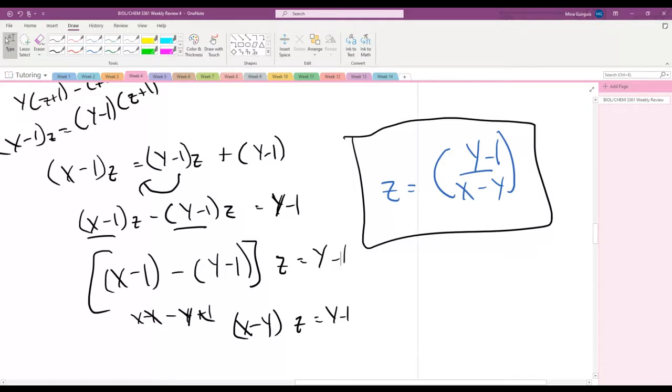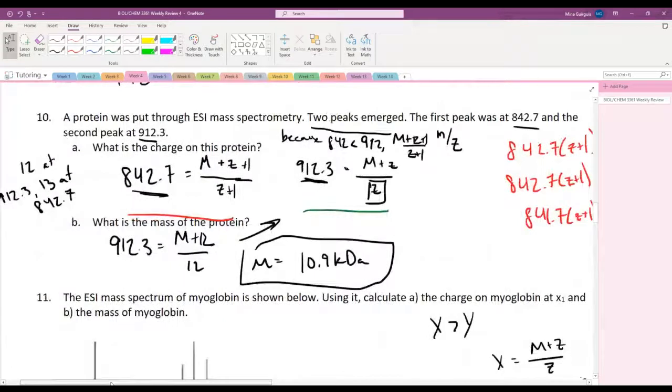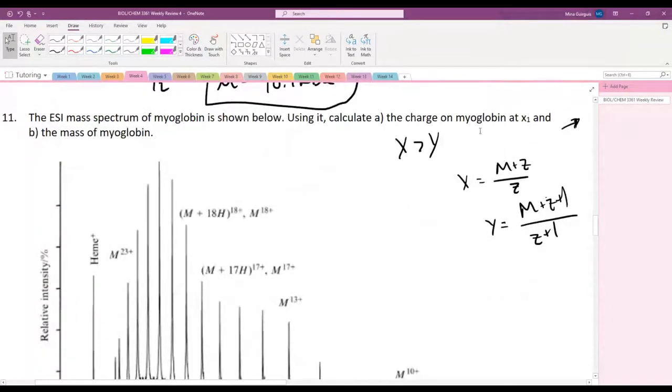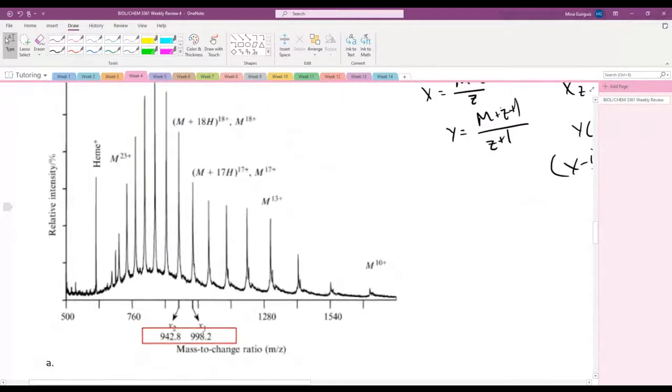Just really easy. And so I'm just going to show you guys an example using number 11. Number 11 says the ESI MS spectrum of myoglobin is shown. Using it, calculate the charge on myoglobin at x1 and the mass of myoglobin. So the charge at x1: it tells us right here, x1 is 998.2, x2 is 942.8. We obviously know that the charge is 17 because it says it, but let's solve it algebraically.